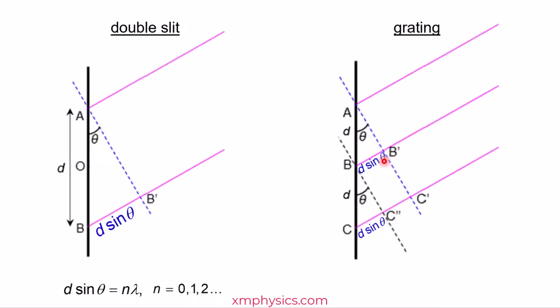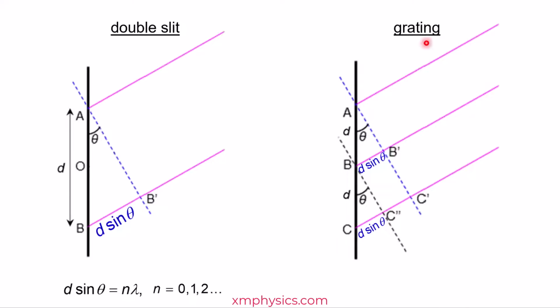So if d sine theta is equal to 1 lambda, then the path difference between C and A will be 2 lambda, and the path difference between D and A will be 3 lambdas, and so on. So B and A will arrive in phase because the path difference is 1 lambda. But C and A will also arrive in phase because the path difference is 2 lambda. D and A will also arrive in phase because the path difference is how many? 3 lambdas, and so on. So in fact, every ray leaving every slit will arrive in phase together. So what do you get? I will call it a super constructive interference.